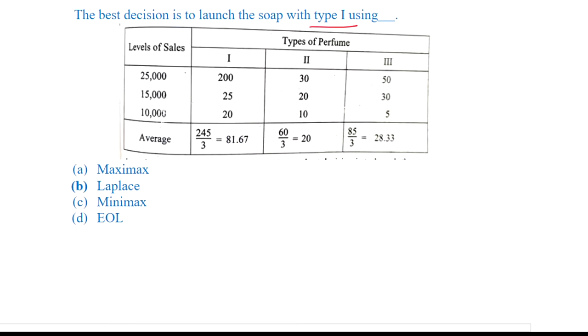Okay. Now, I have been given types of perfumes 1, 2 and 3 and the levels of sales are given. The table shows the calculation, where we have taken the average of all the values of the states of nature, and the highest average is coming out to be 81.67 corresponding to Act 1. So when do I take the average of the values of the states of nature? It's under the Laplace criterion, that is the equally likely criterion. Fine. So what would be the right answer? The right answer is option B. Moving on to the next question.